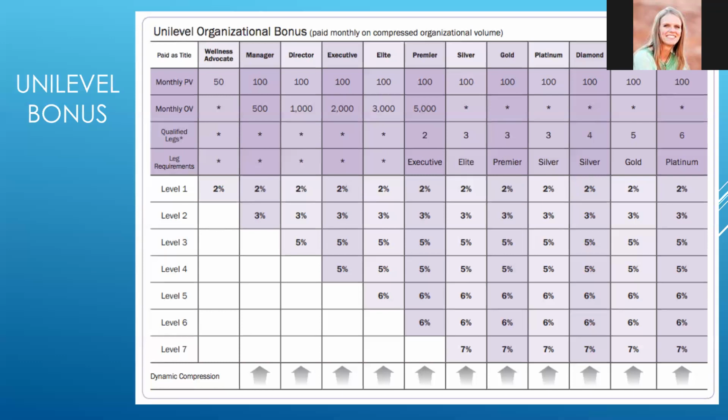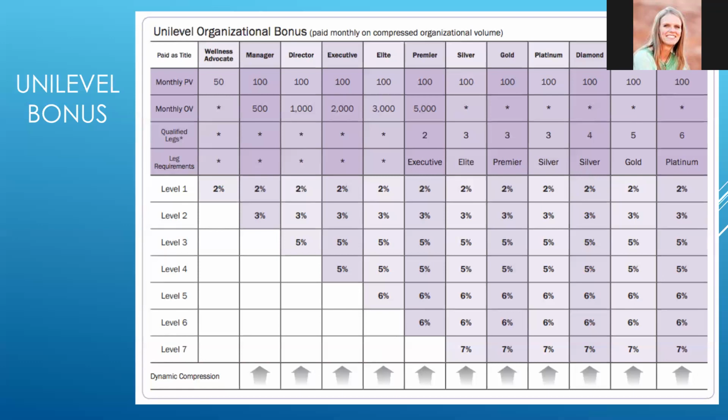So as you can see, as you work your way up, managers, your monthly OV is 500. To rank advance to director, you need to be at 1,000 OV as a team. Executive is 2,000 OV as a team. Elite is 3,000. And then Premier, things shift around a little bit because you need to have 5,000 OV, but you have to have that coming from 2 executive legs.